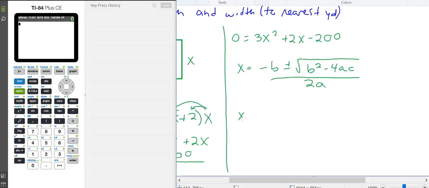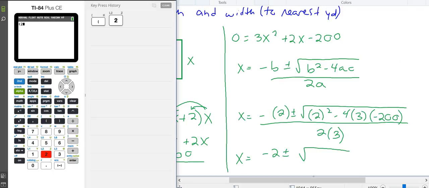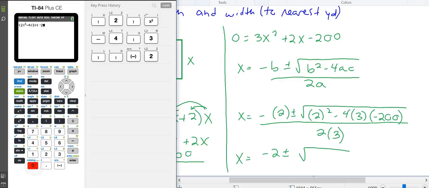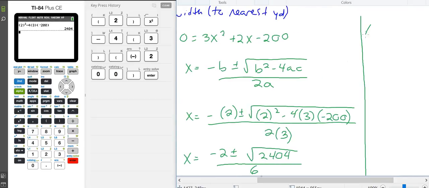And let's plug in the values that we know. So x is equal to negative b, in this case is 2, plus or minus the square root of b, in this case is 2 squared, minus 4 times a, which is 3, times c, which is negative 200, over 2 times a, which is 3. And let's simplify. x is equal to negative 2 plus or minus the square root of, let's just punch this whole thing into the calculator, 2 squared minus 4 times 3 times negative 200, enter, 2404. That whole thing is over 2 times 3, which is 6.